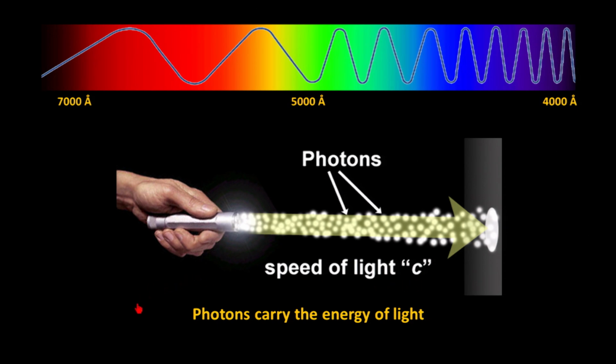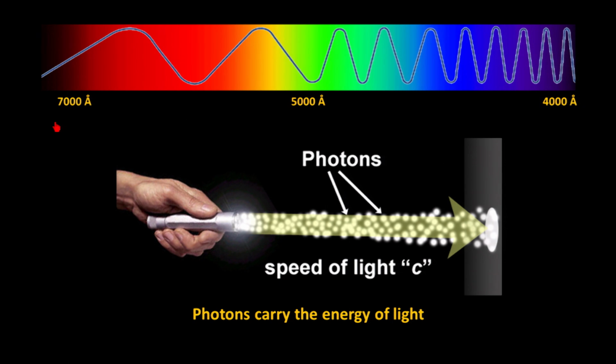Essentially, photons are the carriers of energy, and each of these photons has a certain amount of energy associated with it. When we see red photons, we are seeing photons of lower energy compared to photons that are violet. So a violet photon carries more energy and a red photon carries less energy.